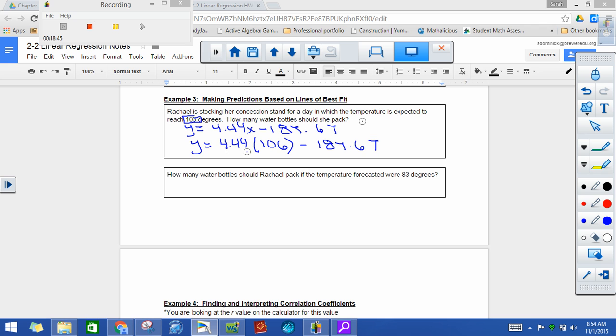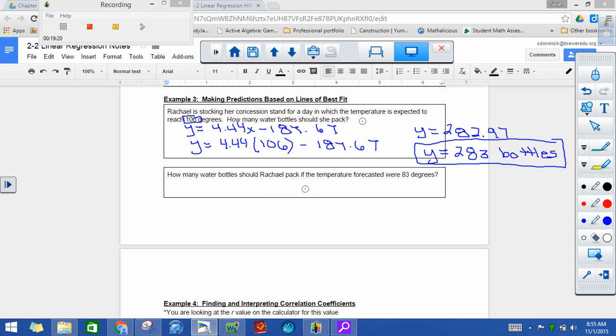If you put this into your calculator, you are going to get y equals 282.97. Remember, y stands for number of bottles of water she's going to sell that day. So if I was Rachel, I would make sure I brought at least 283 bottles. That would be my final answer, since I can't bring a partial bottle of water.